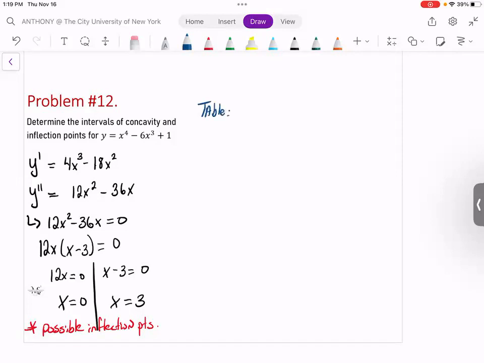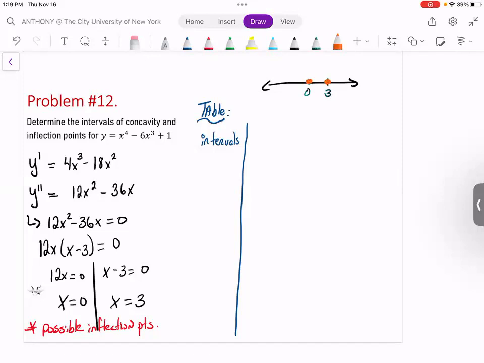So your table, the first thing that you want to do in your first row is insert the intervals. So think about the real number line, your real number line R, and plot these numbers 0 and 3. So here's 0, let's say in the middle. Let's say 3 is to the right.